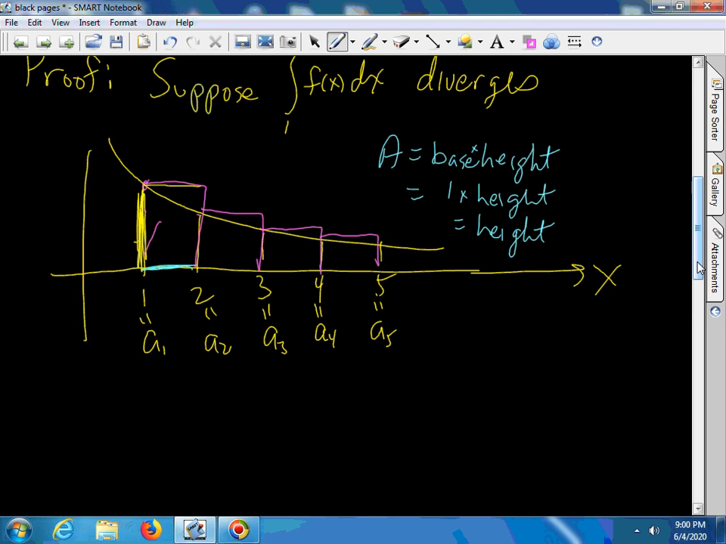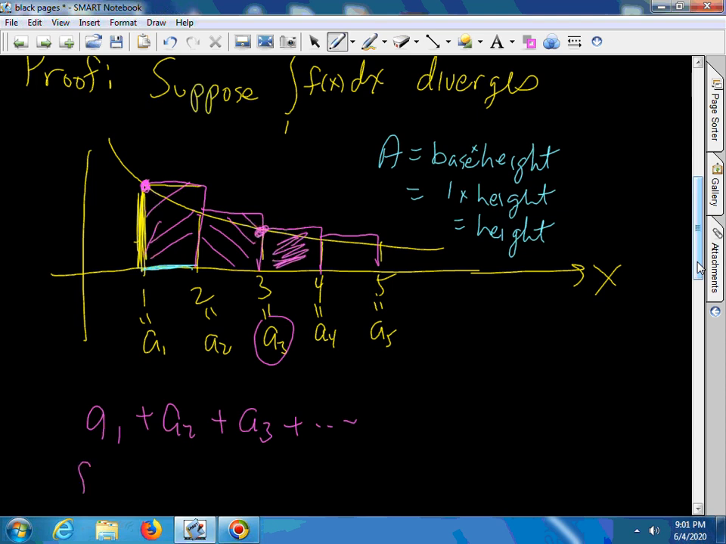Okay, well, the first area is just that height, which is A1, plus this area, plus that area. But that area is A2, plus this area here. Well, that is A3. This is A3, plus, etc. Okay. I mean, I could have said that this is f of 1 plus f of 2 plus f of 3 forever. Now, what do we know about this area?